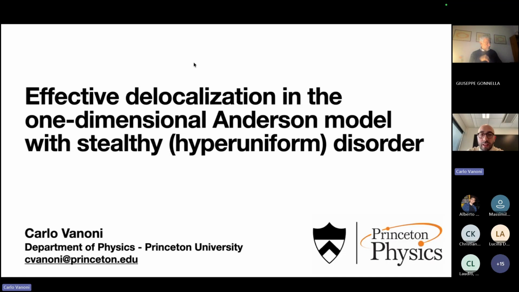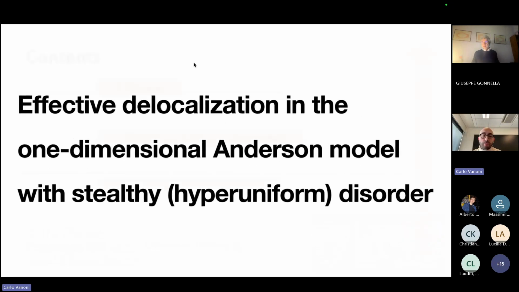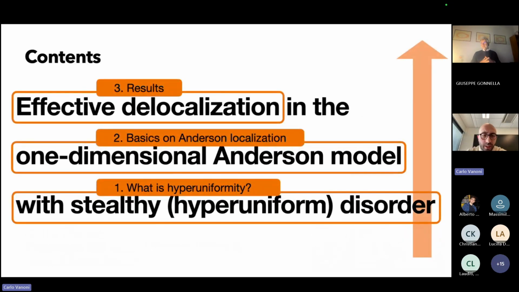So the outline of the talk is really already in the title. I will start introducing from the bottom what Hyperuniform disorder is. That may be something that is not very familiar to most of you. Then I will quickly introduce the Anderson model, which maybe is a bit more familiar, but still I think it's good to make a refresh. And then I will show you the results when we combine Hyperuniform disorder and Anderson localization and see what happens.